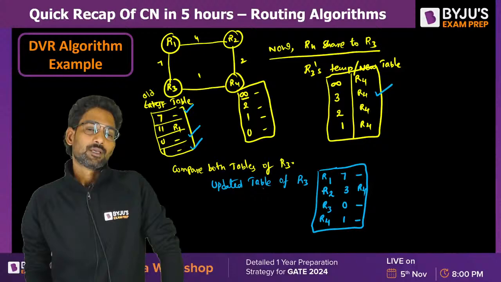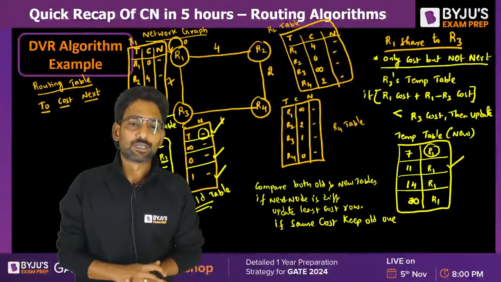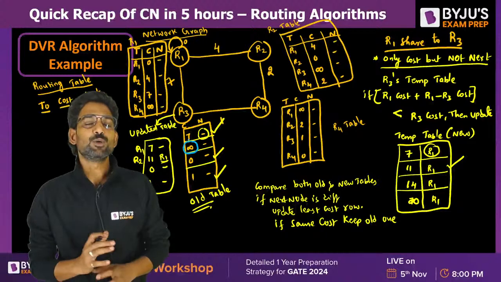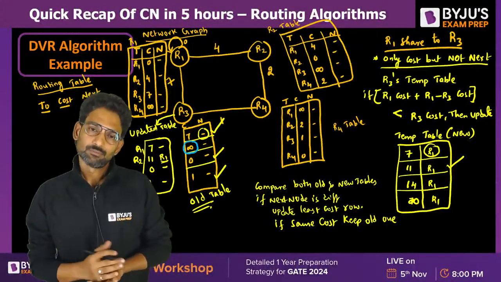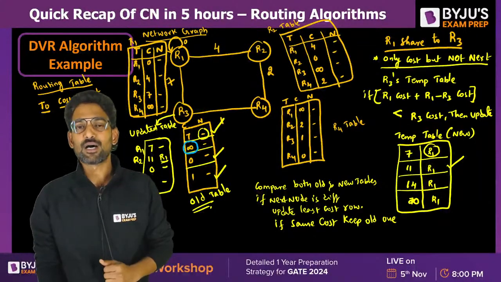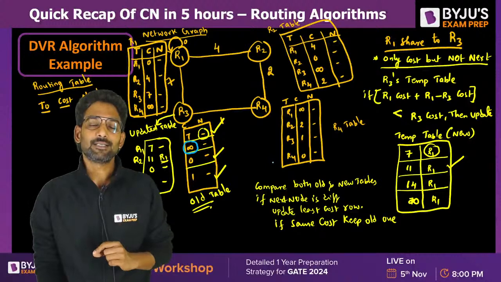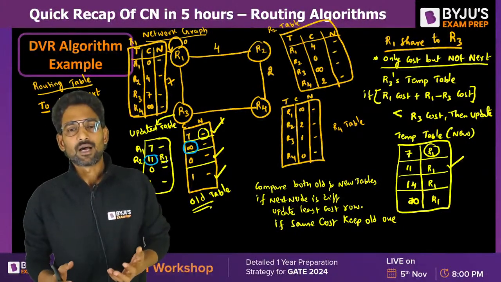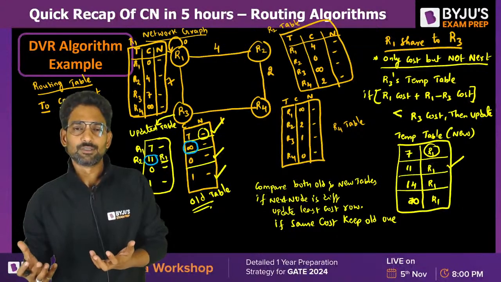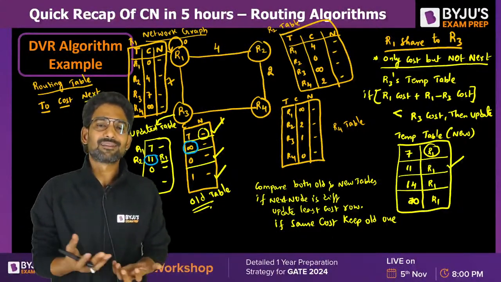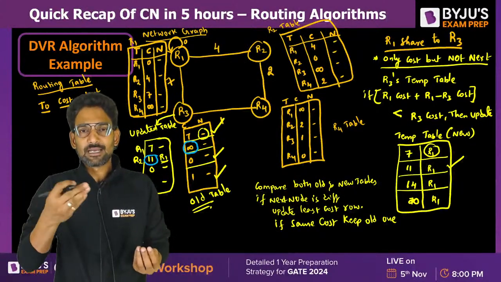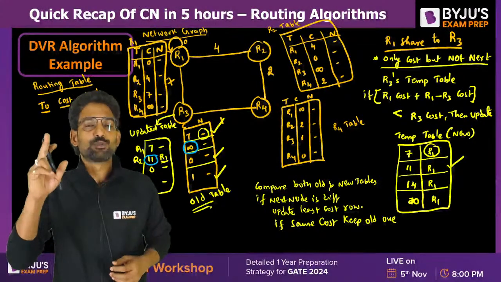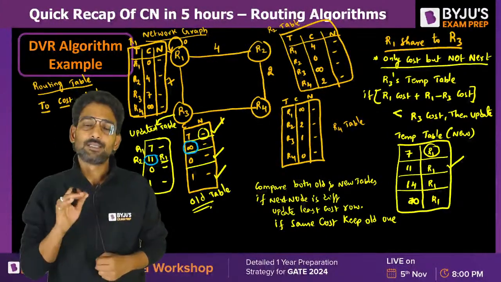So you observe, initially when the network got connected, R3 has infinity cost to R2. R3 doesn't know how to reach R2. Now sharing started. R1 shared information to R3. Then R3 realized that I can reach R2 through R1 at a cost of 11. At least being unable to reach is not good. At least I can reach at cost 11, no? 11 is better than infinity. Means going at cost 11 is better than not being able to go. That's why R3 updated. If I want to reach R2, I can go through R1 at cost 11.